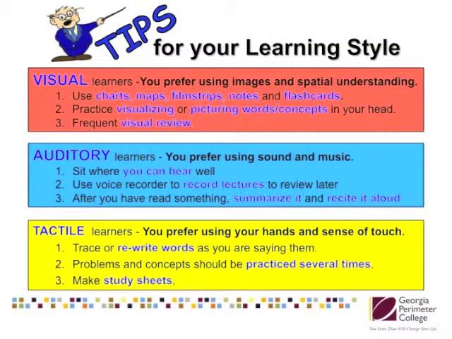First one is learning style. We want to identify our learning style, and I want to go over what those learning styles are. We have the visual learner. You prefer using images and spatial understanding. You want to use charts, maps, film strips, notes, flashcards. You want to practice visualizing or picturing words and concepts in your head. These are the ways that you make connection with the information that you're trying to remember. And the last one is frequent visual review. You'll hear that word review a lot more throughout this presentation because reviewing is very integral in retention.